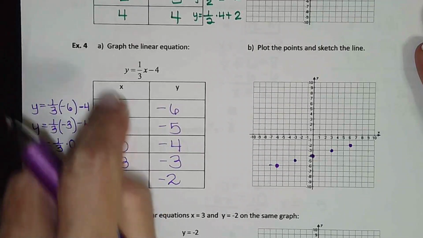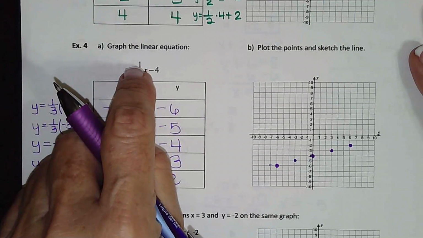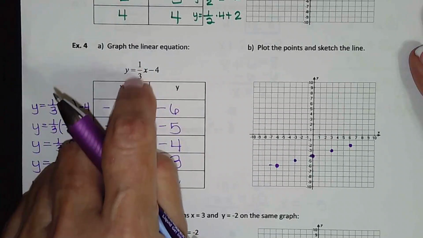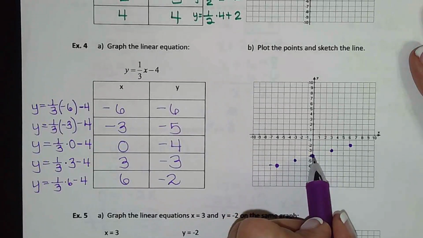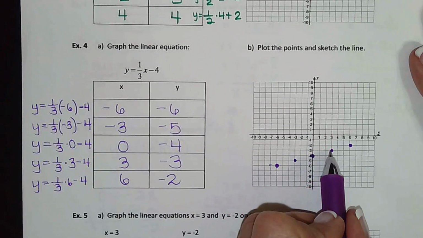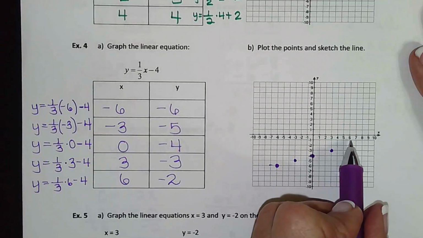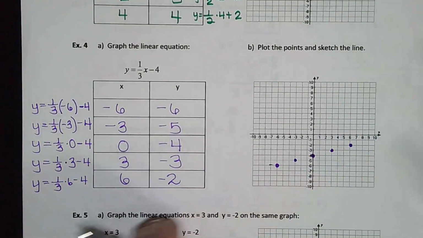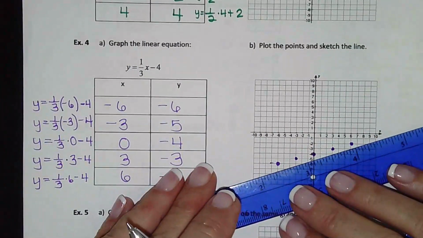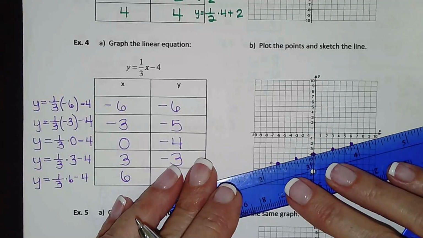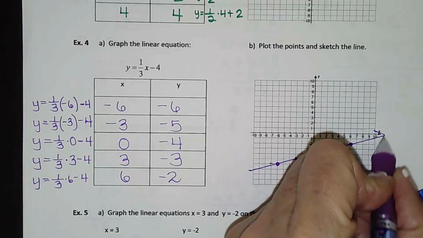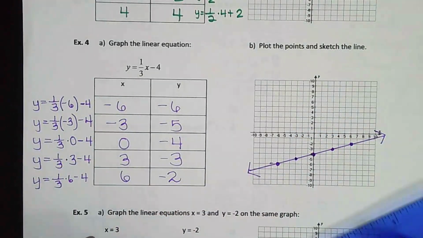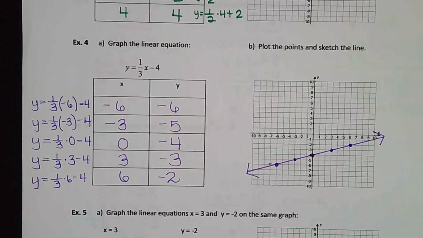And we can also check it by saying, well, my slope is 1/3, which is rise 1, run 3. Rise 1, run 3. And we could make more points just following that pattern, but we don't need any more than that. And so last, you will draw your line with arrows on both ends.